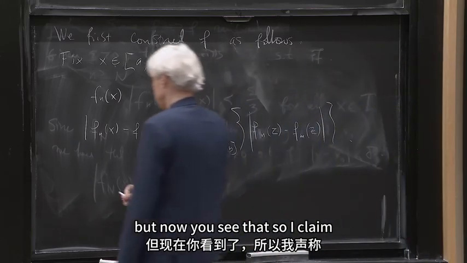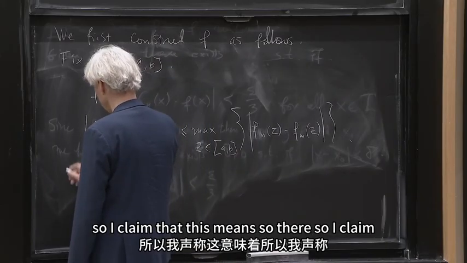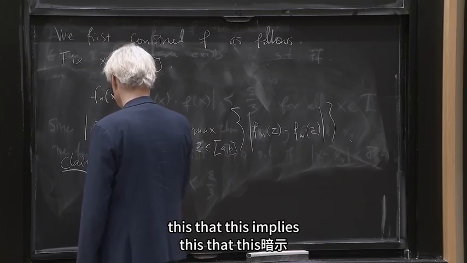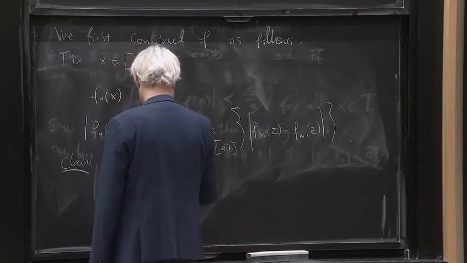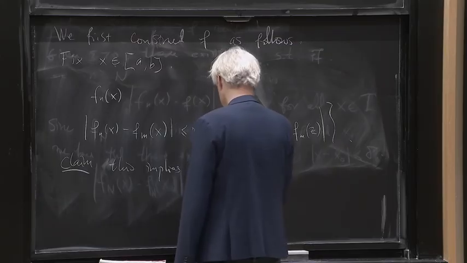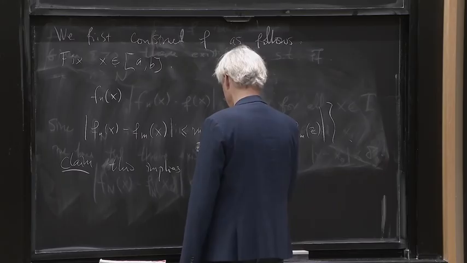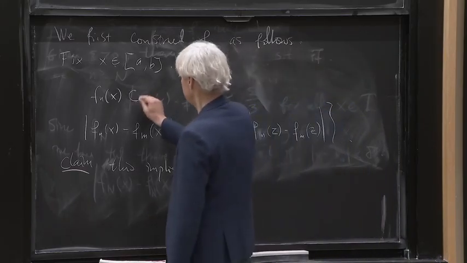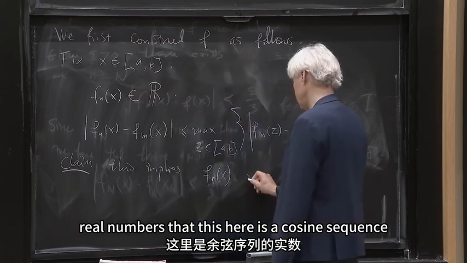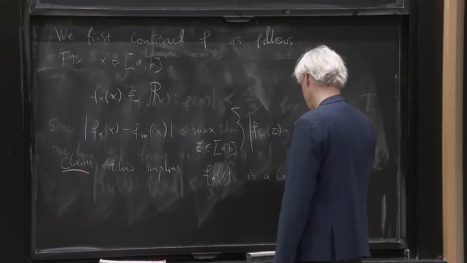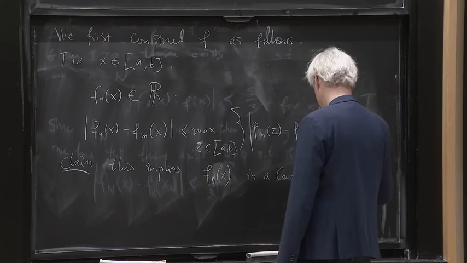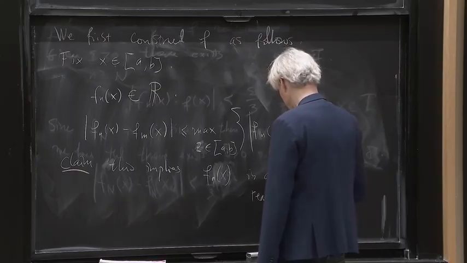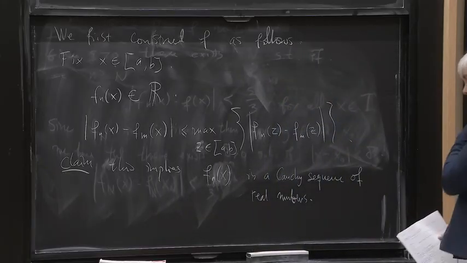But now I claim that this implies that this sequence here, Fn of x, which is a sequence of real numbers, is a Cauchy sequence of real numbers. Why is that the case?